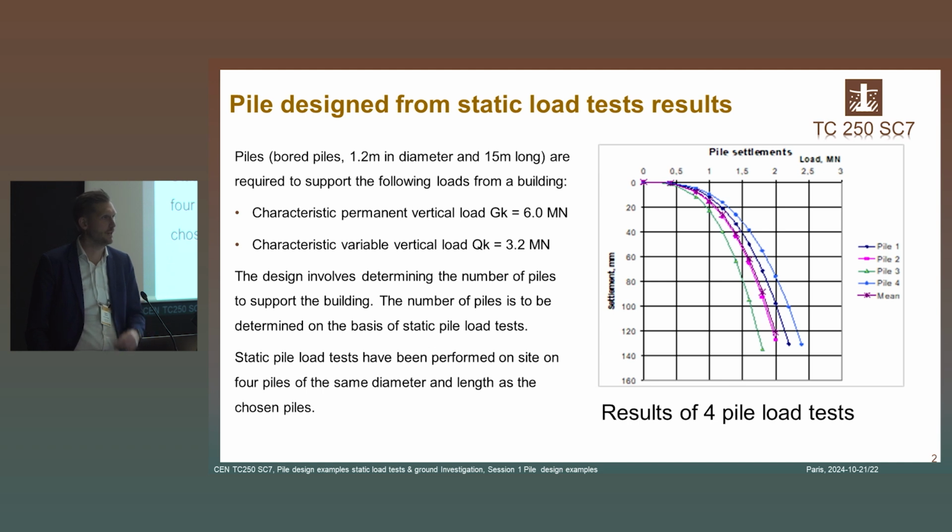We took out all the complexity in order to show how all partial safety factors and correlation factors work and where to find them. So we have an example, bored piles. These are replacement piles, 1.2 meter diameter, 15 meters long, carrying a building with specific characteristic permanent vertical load and characteristic variable vertical load. And we have here in the diagram the load test results.